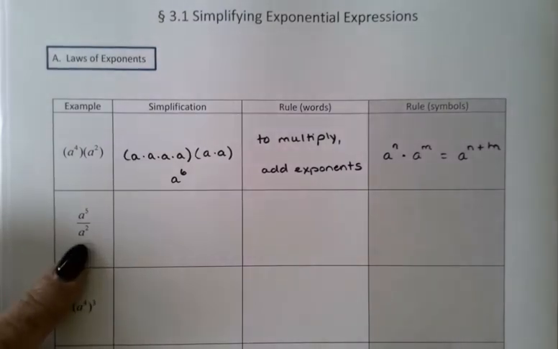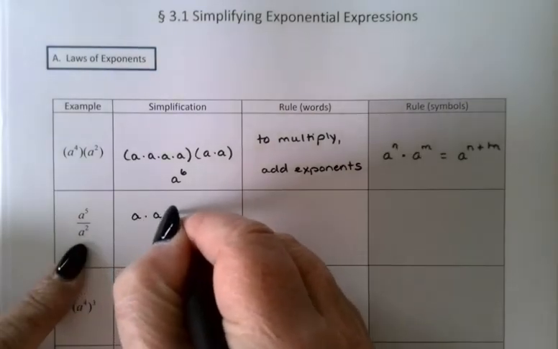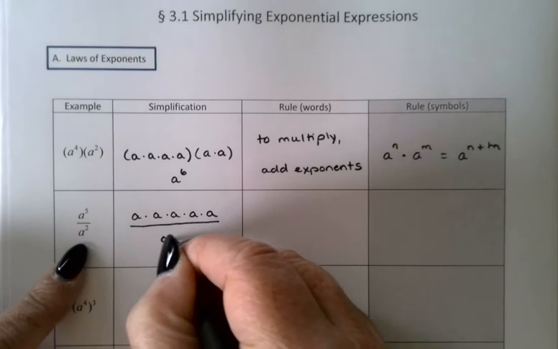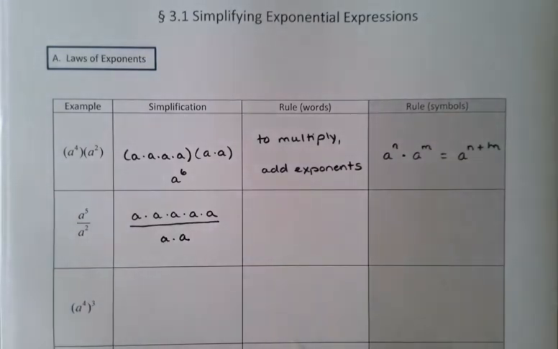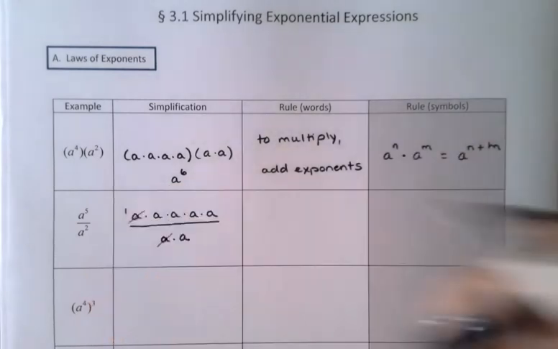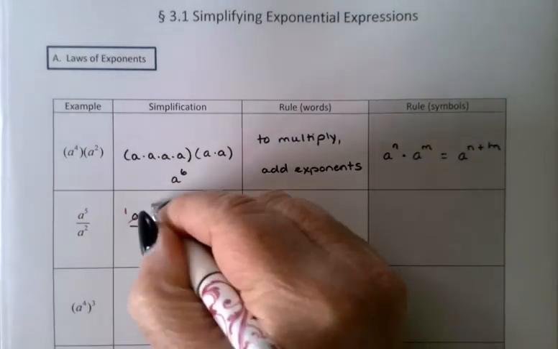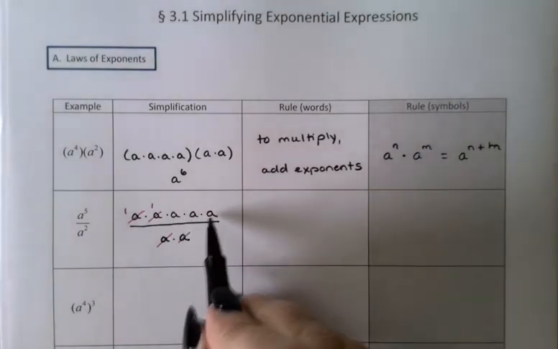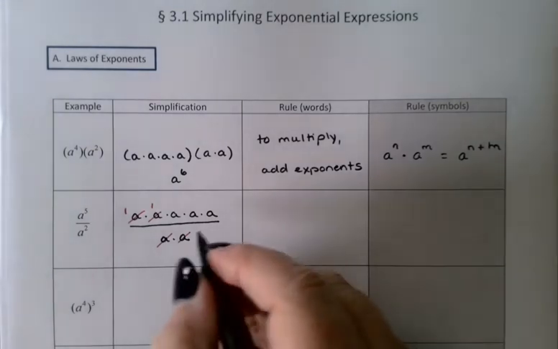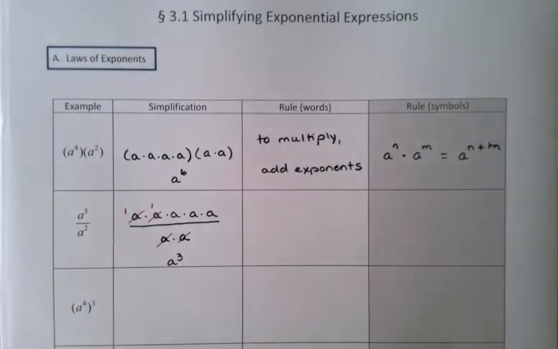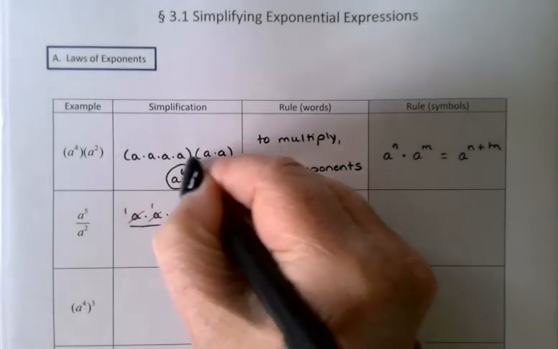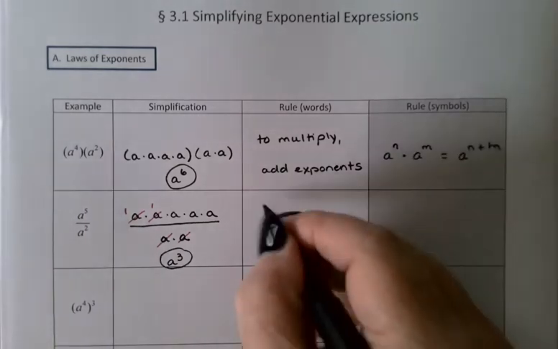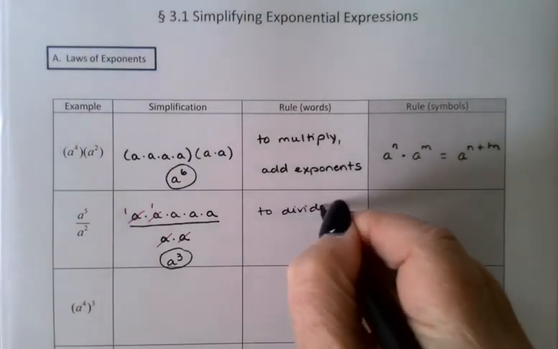All right, what about division? Well, a to the 5th. In the numerator, I'm going to write out 5 factors of a divided by a squared. And we know that a divided by a is 1. And again, a divided by a is 1. So I'm now left with 3 factors of a, or a cubed. You'll notice here what happened is I really ended up subtracting the exponents. So to divide, subtract exponents.